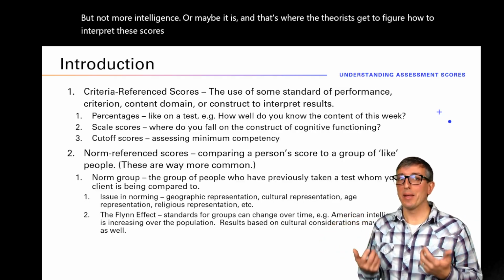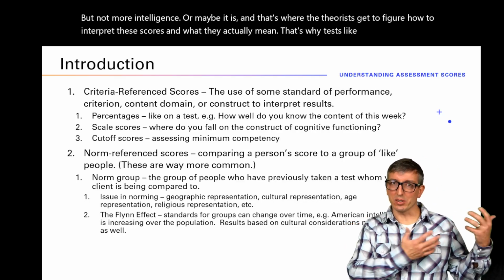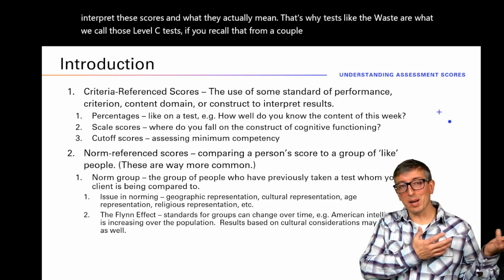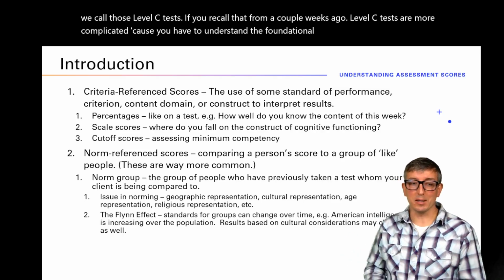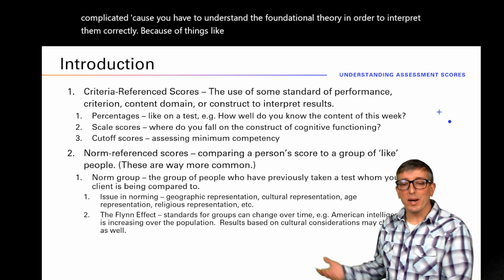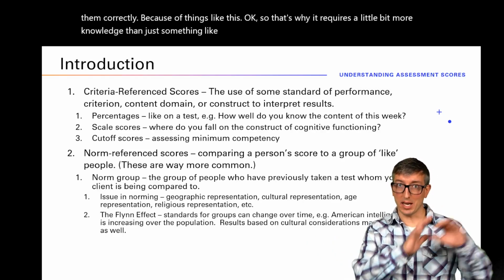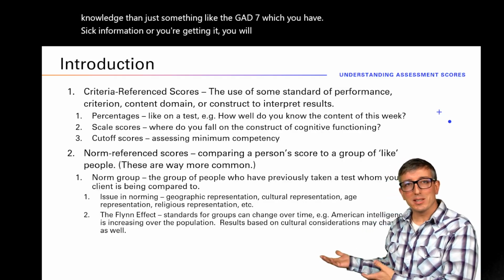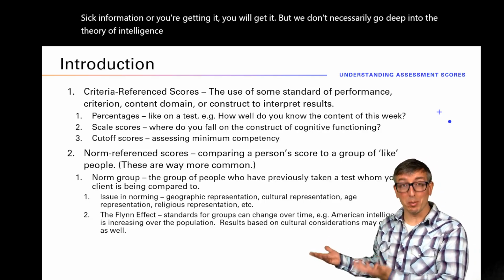And that's where the theorists get to figure out how to interpret these scores and what they actually mean. That's why tests like the WAIS are what we call those level C tests, if you recall that from a couple of weeks ago. Level C tests are more complicated because you have to understand the foundational theory in order to interpret them correctly because of things like this. Okay? So that's why it requires a little bit more knowledge than just something like the GAD-7, where you have diagnostic information, but we don't necessarily go deep into the theory of intelligence or personality or some of those other more complicated ones.